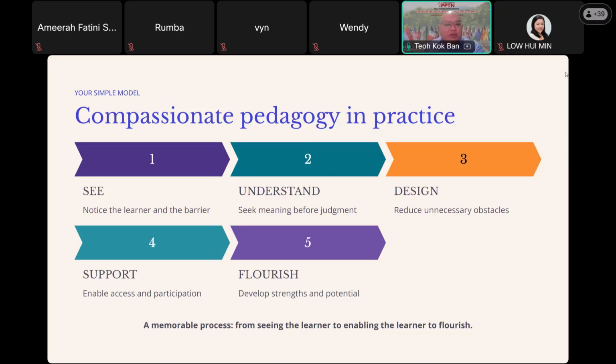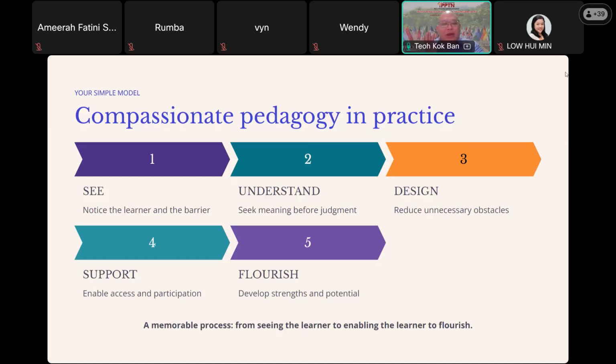And the last one is flourish. So our goal should not only be helping students survive university. We talk about sustainability. So we want them to develop. We want them to recognize their strengths. We want them to build confidence and capability, especially after graduation. So the process moves from seeing the learner to enabling them to flourish. We see them up to where they can flourish. So if you remember nothing else from this model, just remember those 5 words.